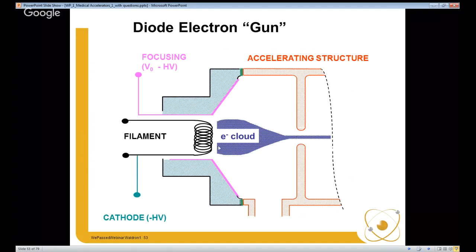If I want to turn the electron beam off, I can turn off the high voltage, but I also want to cool the filament a little bit because it's going to continue emitting. Okay, so we're not going to turn the electron beam off and on very quickly on a diode gun.